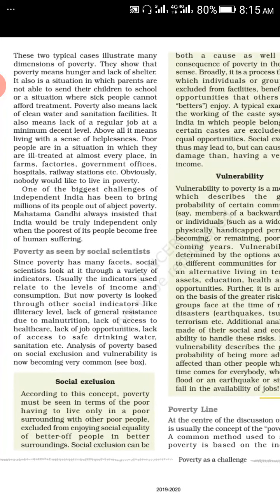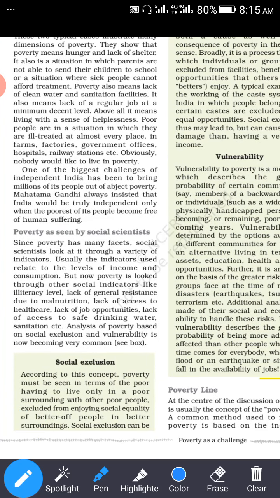Everyone among our society is an important reason for the poverty. The biggest challenge of independent India is poverty. And why did Mahatma Gandhi always state that India would be truly independent only if the people earn money to fulfill their basic needs? Then the people can develop themselves, and then the nation will be truly independent.